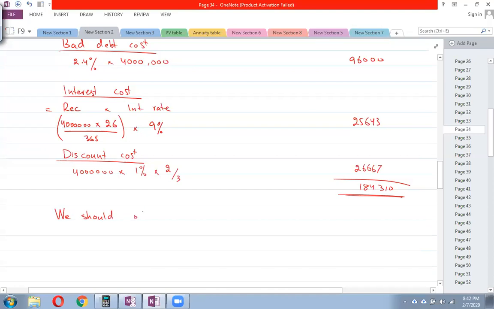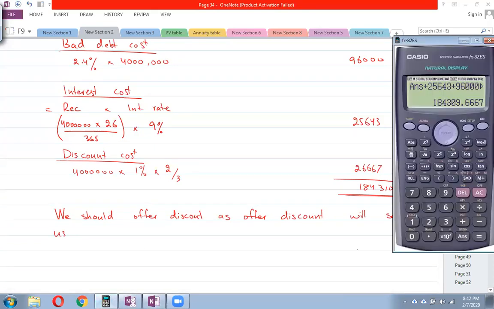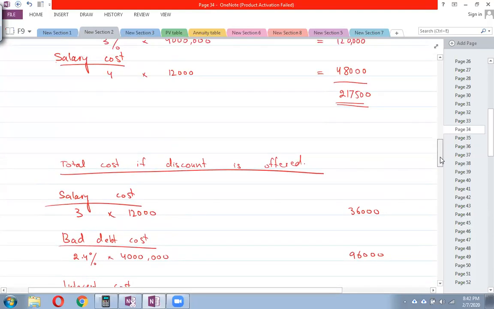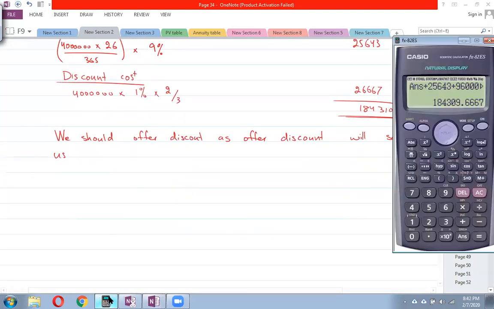We should offer the discount, as offering the discount will save us how much? 217,500 minus this figure, which is 33,190.